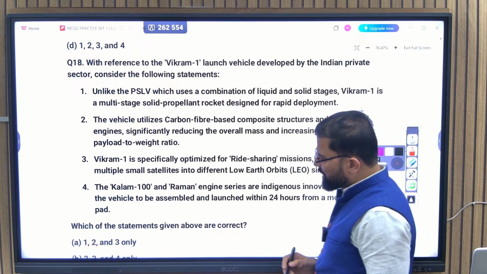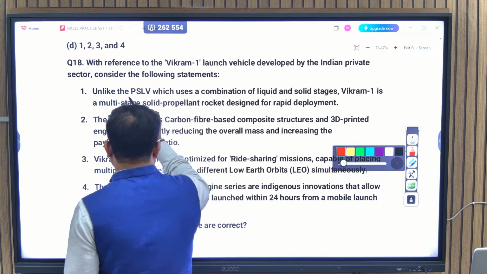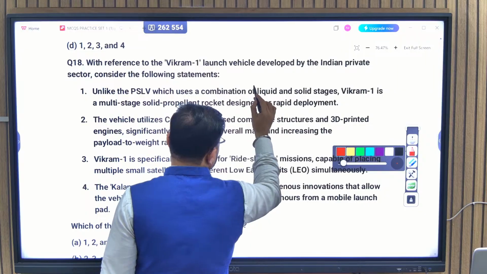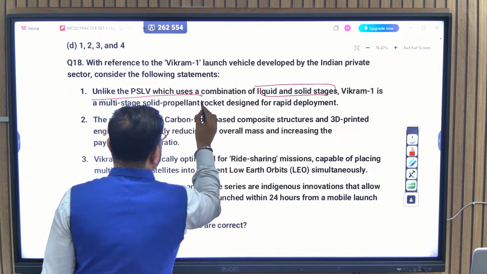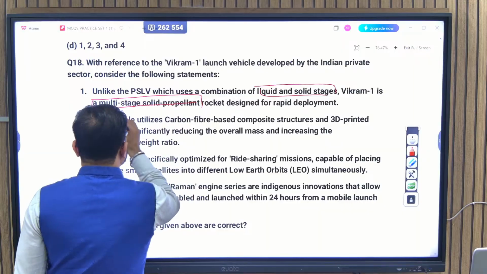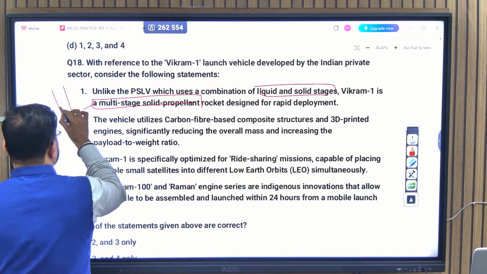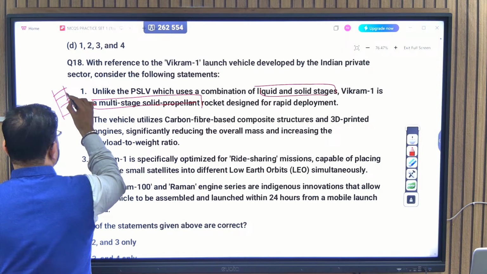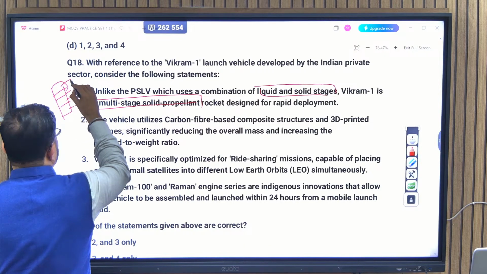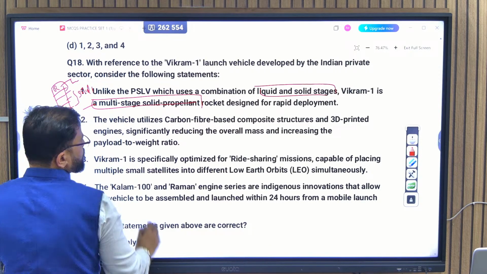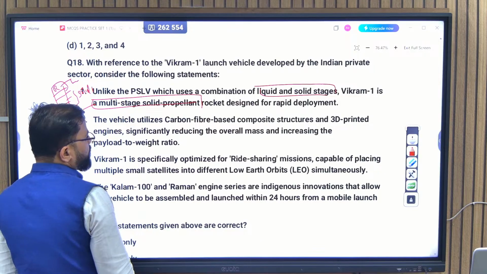Here it is written multi-stage. Unlike a PSLV which uses a combination of solid and liquid, Vikram 1 is a multi-stage solid propellant. Multi-stage, I have discussed that, at 3 stages. First, second, third, it comprises of what? Solid propellant. And finally, we have what? Liquid propellant for the Raman engine. So, it is not only a multi-stage solid propellant.